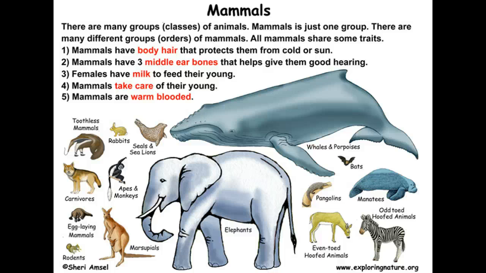So, examples of mammals have been shown in front of you: toothless mammals, rabbits, seals or sea lions, carnivores, apes and monkeys, egg-laying mammals, rodents, marsupials, elephants, whales and porpoises, bats, pangolins, manatees. A lot of children have gone on the swimming with the manatees trip if you were in elementary school. Odd-toed hoofed animals and even-toed hoofed animals.